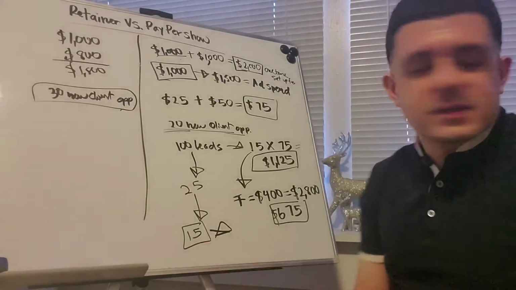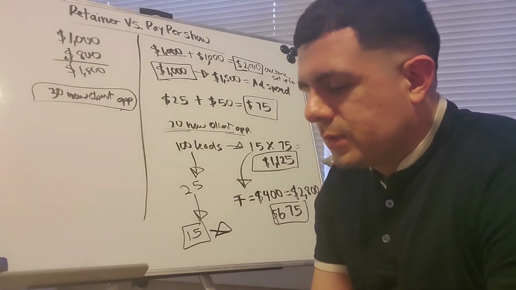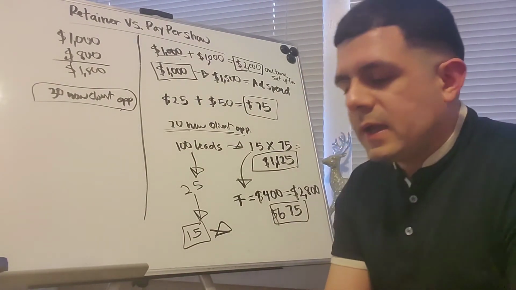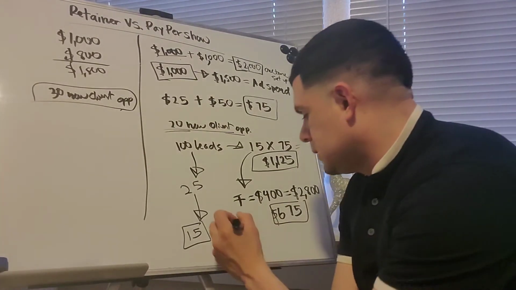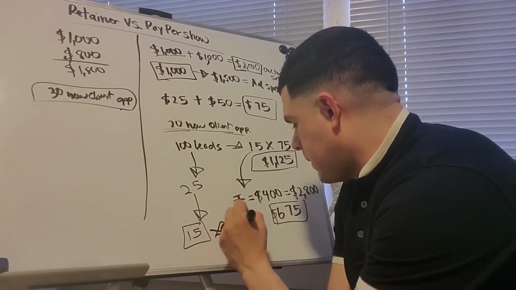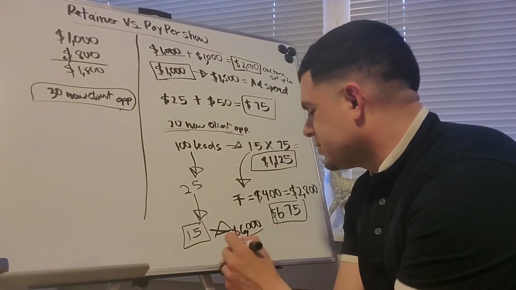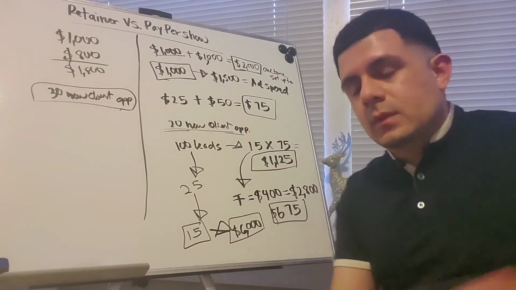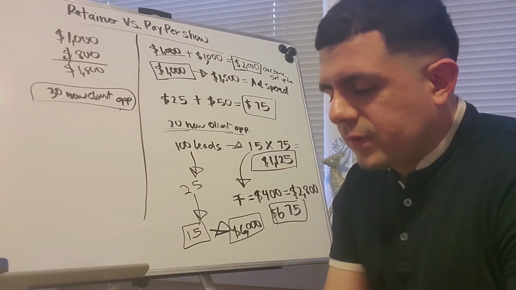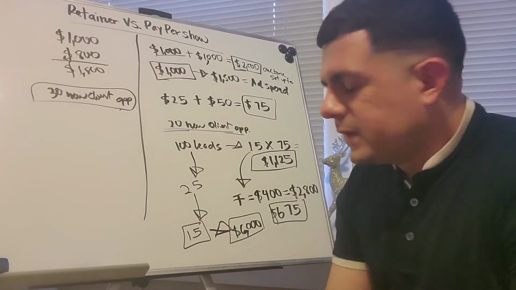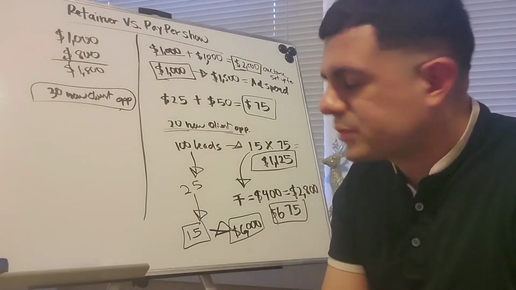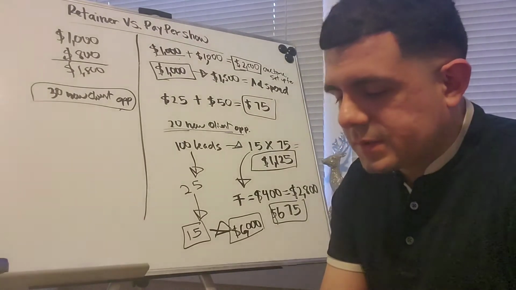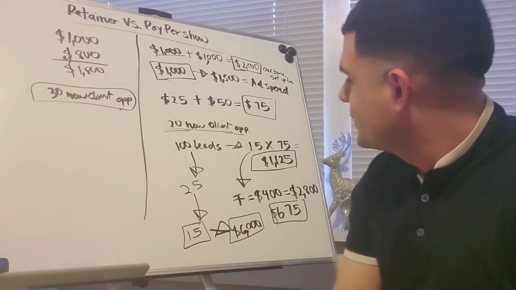So let's say in this scenario, you generate 15 paying clients at $6,000. So this is how much your client makes. And in this scenario, 15 convert. Now, out of the 15, your client made 6,000. If we subtract that by 2,000, actually, yeah, this is what I meant.